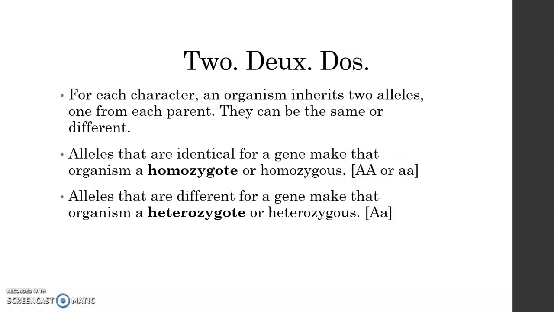Alleles that are different for a gene are going to make that organism a heterozygote, or heterozygous. So they'll have one of the dominant alleles and one of the recessive alleles. You cannot be heterozygous dominant or heterozygous recessive. We'll talk about that in a little while, but that term does not exist. I hear it all the time. If you're a heterozygote, this will be the only thing you will see. This is homozygous dominant. This is homozygous recessive. But again, I'll talk about that when we really start doing Punnett squares in just a minute.